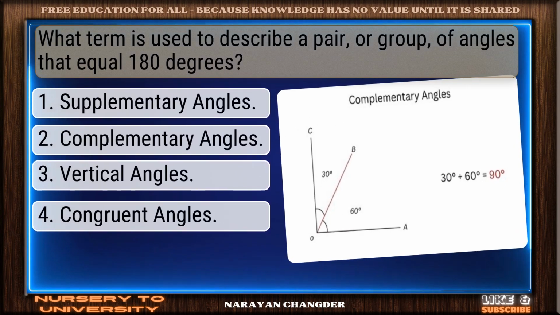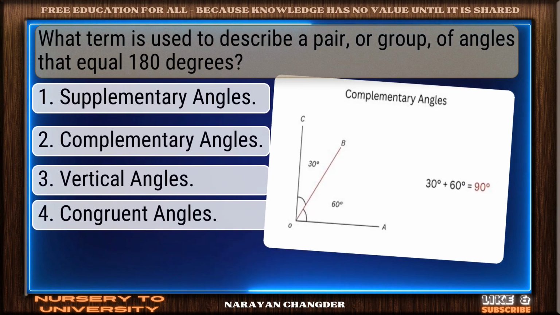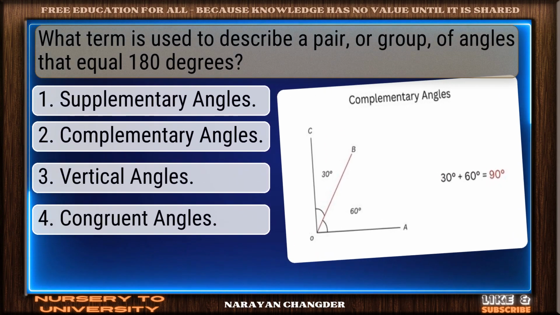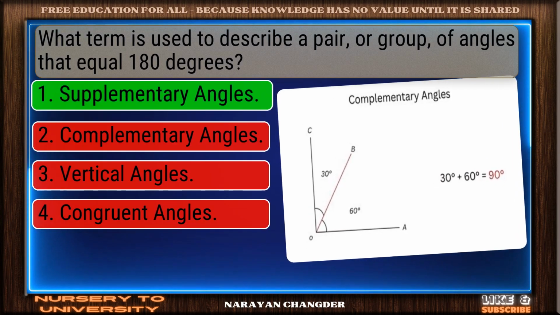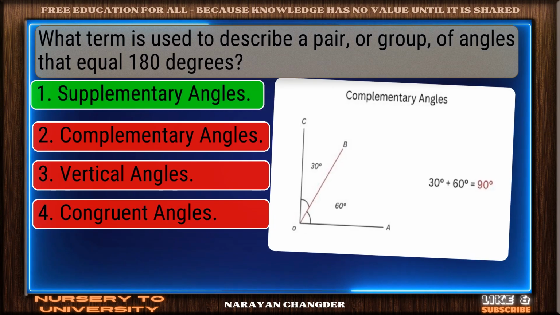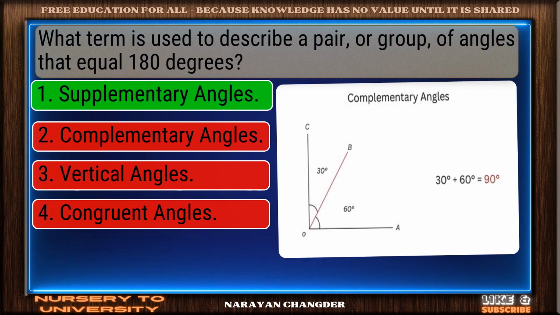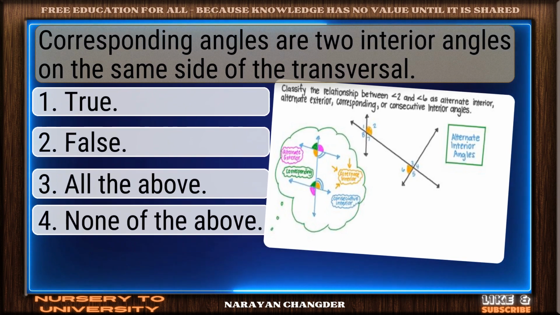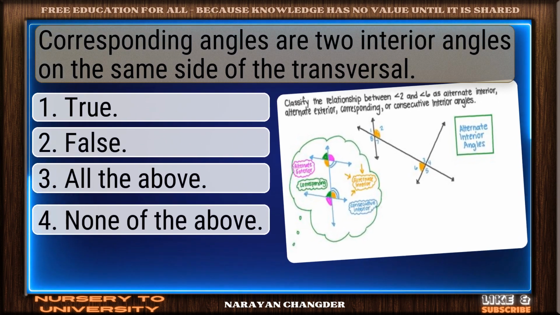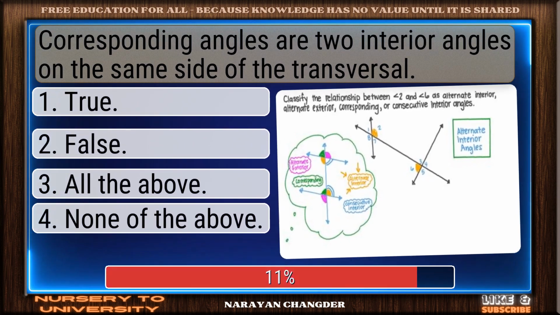Question number 58. What term is used to describe a pair or group of angles that equal 180 degrees? Good job. Your answer supplementary angles works well here. Question number 59. Corresponding angles are two interior angles on the same side of the transversal.